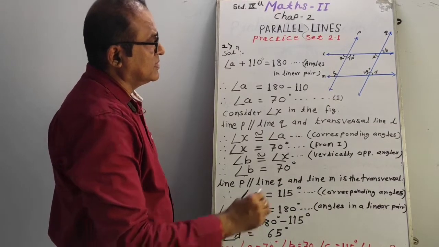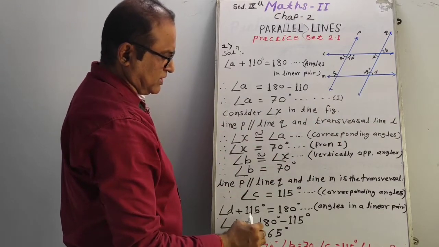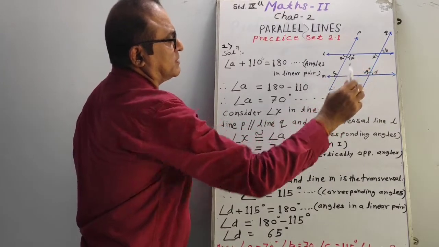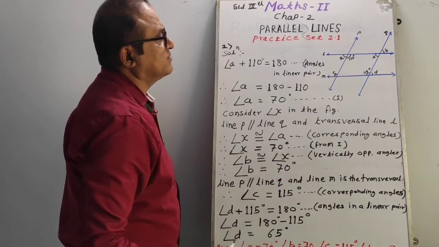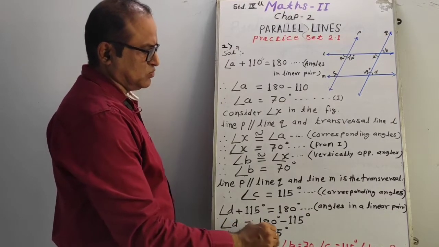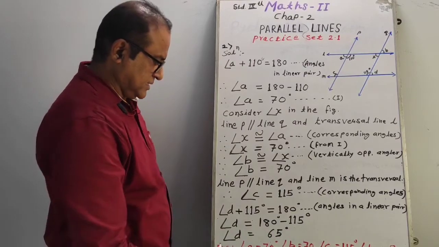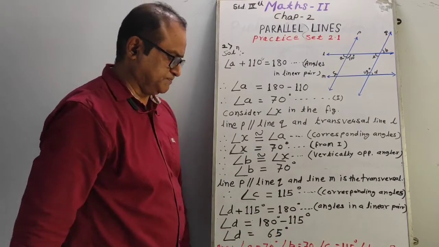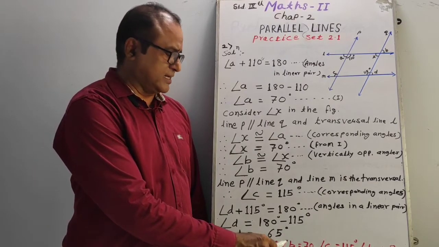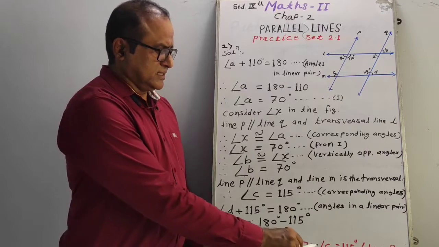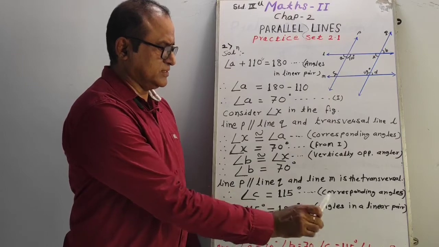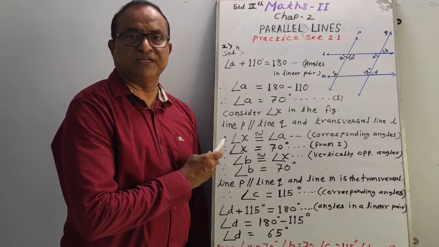Angle D plus angle 150 is equal to 180, because angle D and angle 150 are the linear pair, and the sum of the linear pair is 180. Therefore, angle D is equal to 180 degrees minus 150 degrees. Therefore, angle D is equal to 65 degrees. Therefore, the answer is, first angle A is equal to 70 degrees, second angle B is equal to 70 degrees, third angle C is equal to 115, and fourth angle D is equal to 65 degrees. All of you understood?